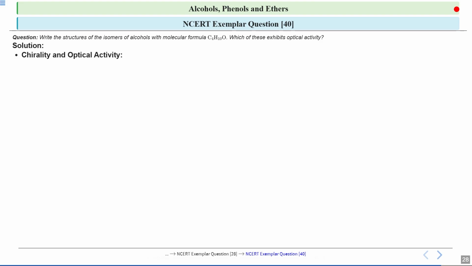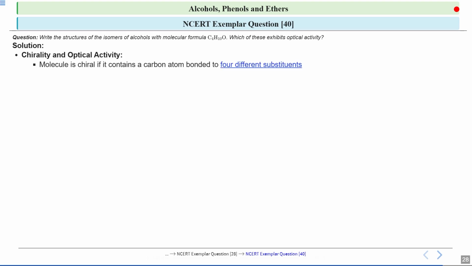So we will talk in terms of chirality and optical activity. Chirality is a property of a molecule that makes it non-superimposable on its mirror image, much like your left and right hands are mirror images, but they are not identical. This is crucial because chiral molecules can rotate the plane polarized light, and that property is known as optical activity. So optical activity is rotation of the plane polarized light, which is shown by the chiral molecules.